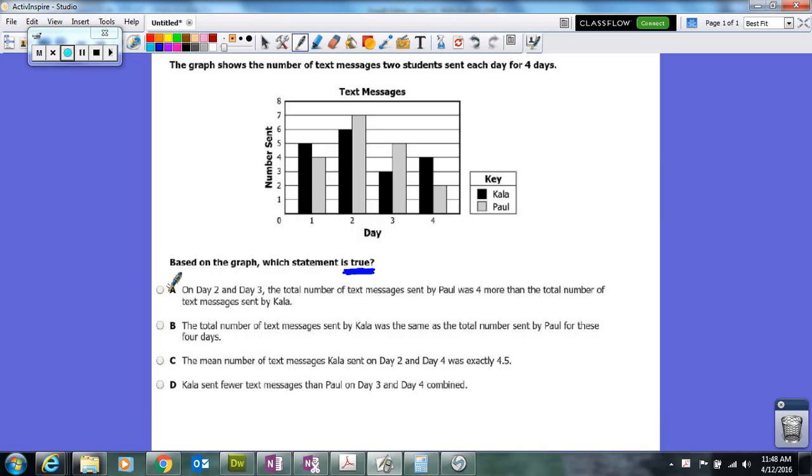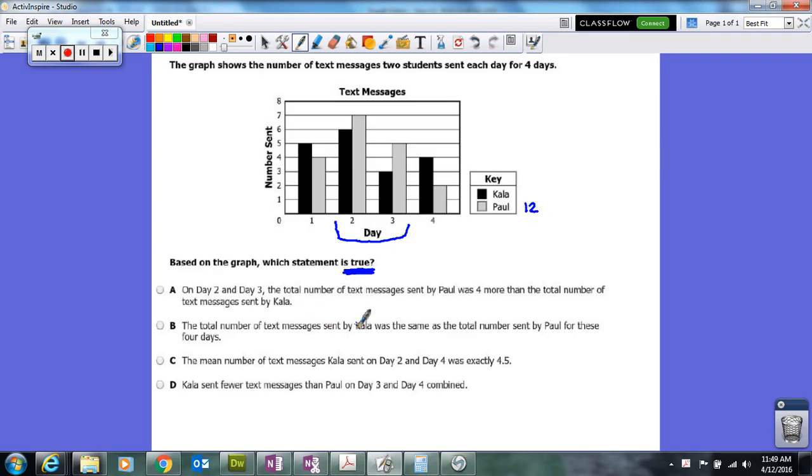So let's read answer A. On day 2 and 3, so these 2 days right here, the total number of text messages sent by Paul was 4 more than the total number of text messages sent by Kayla. Well, I don't know. Let's figure out how many text messages Paul sent. He's the gray one, so he sent 7 on day 2, and he sent 5 on day 3 for a total of 12.